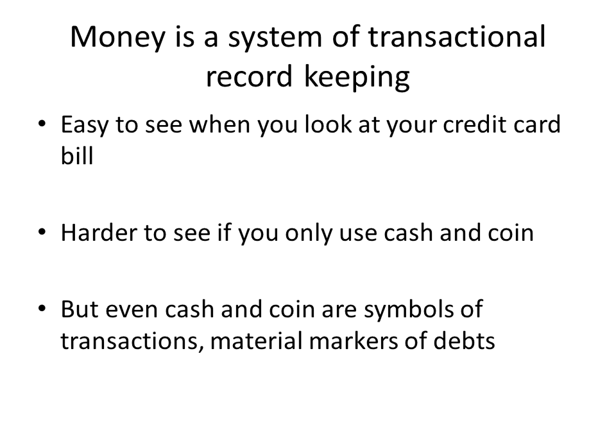So money really is a system of transactional record keeping. That's easy to see when you look at something like your bank statement or your credit card bill, and you can see all of the credits and debits that have taken place there as a kind of big database. It's a little harder to see if you focus only on money as cash and coin. But we have to remember that even using cash and coin is itself engaging in a system of transactions, using material things, using material markers to indicate debts and credits.